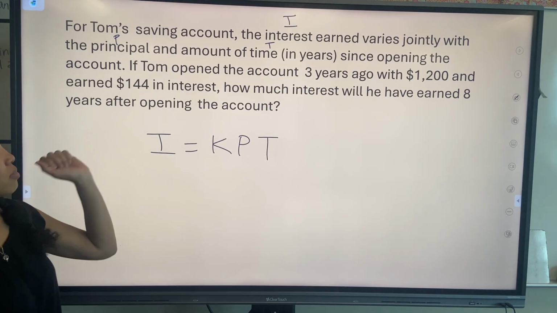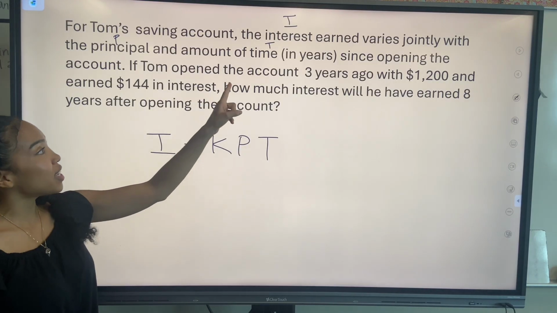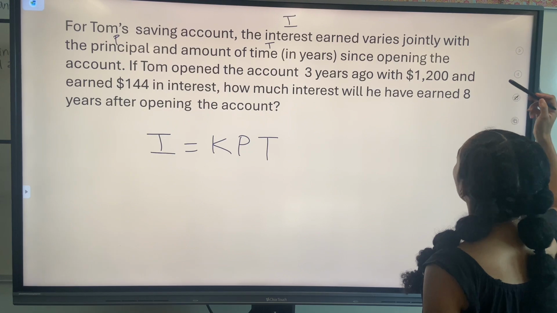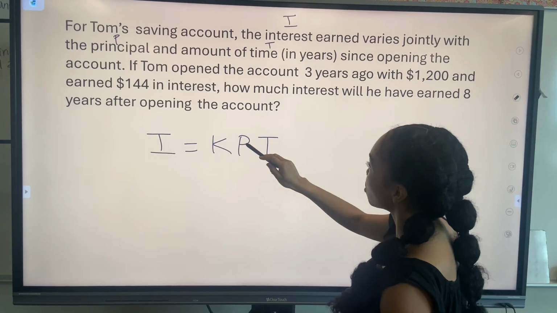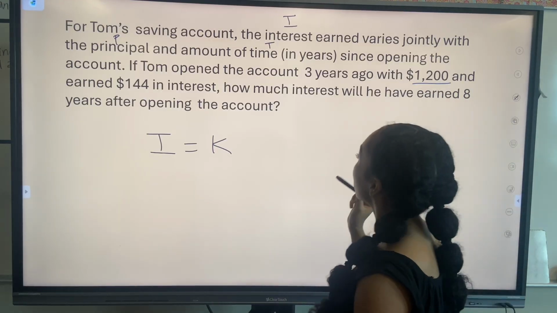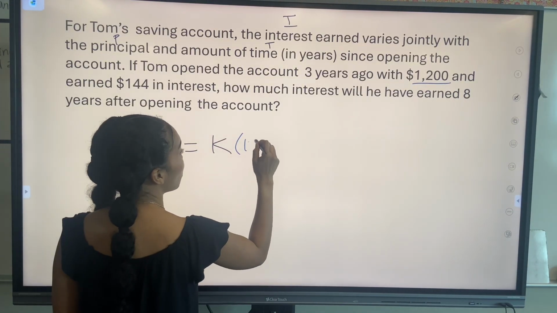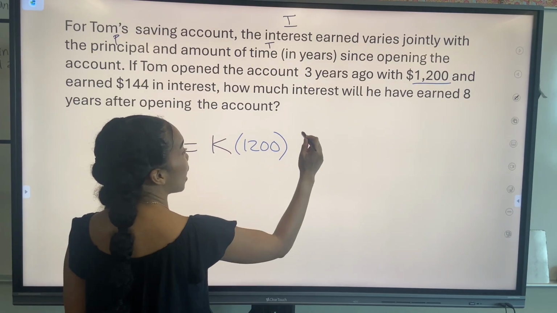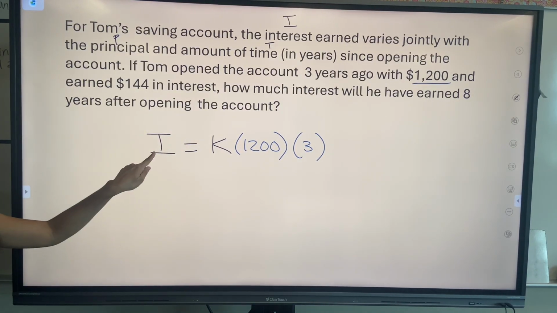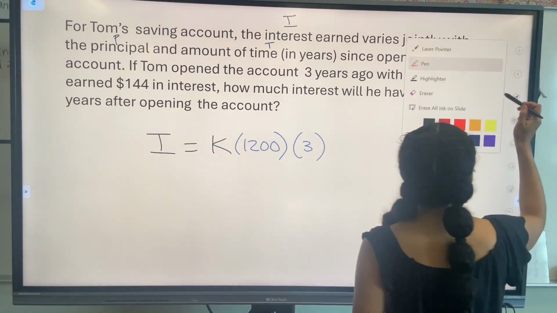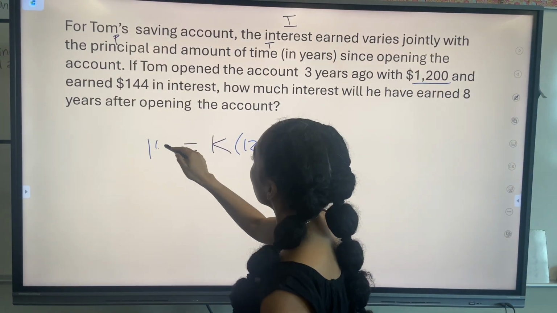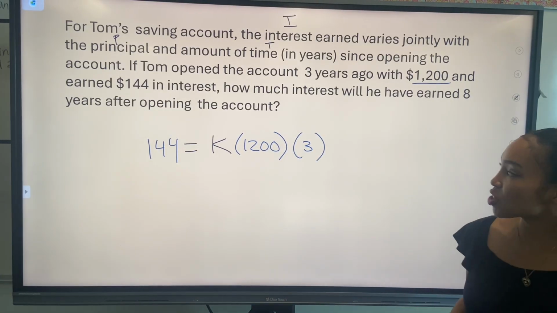So if Tom opened the account 3 years ago with $1,200, that's the principal. Your principal is how much you started out with. So your principal is $1,200 and the time is 3 years. It says the interest is $144. So I can substitute I with $144. Now we just do algebra to solve for K.